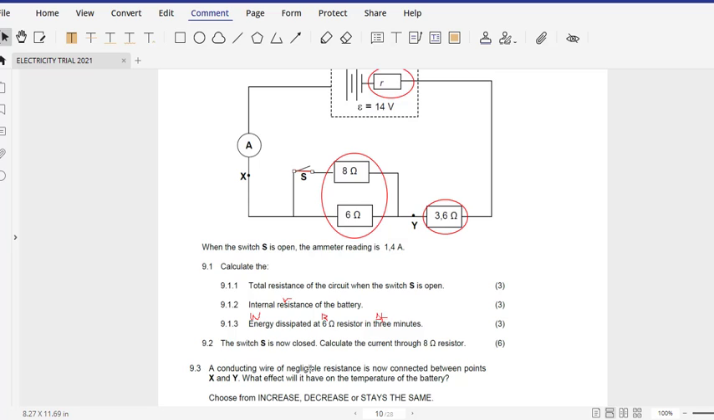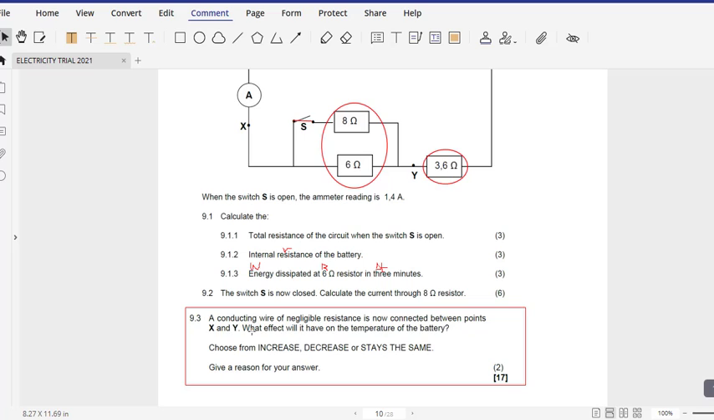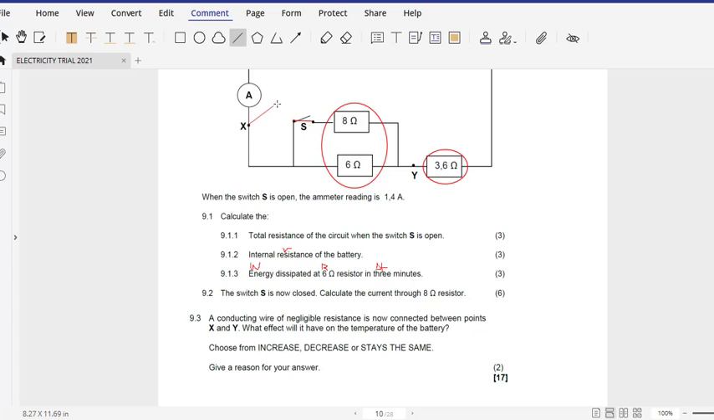A conducting wire of negligible resistance is now connected between points X and Y. Let's check what are points X and Y. This is point X, and this one is point Y. So we can look at how that would look, and we take a wire from here, and then we connect the wire straight to X and Y.